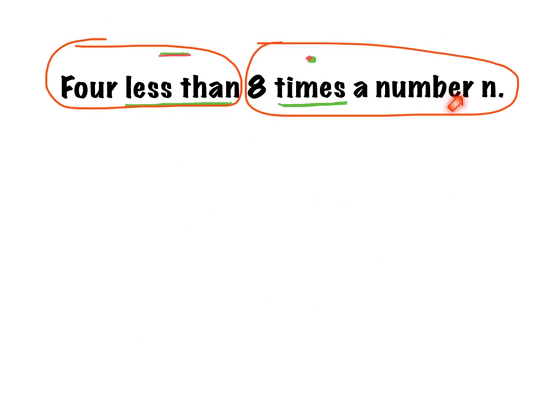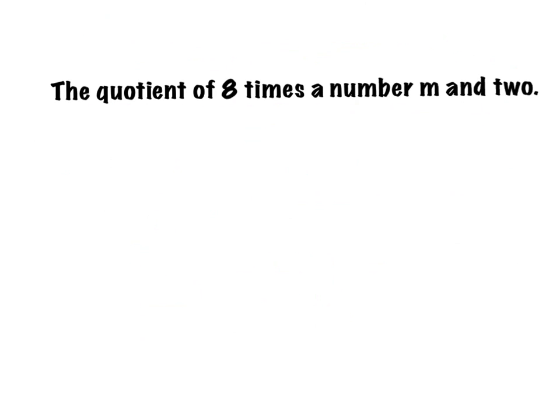8 times the number n. So if I want to write 8 times this number n, I'm just going to write 8 times n. I'm not going to use a dot. You could put 8 times n, but a better way to write that is 8n. When a number is right next to a variable, that means times, and hopefully you learned that last year. Then it says 4 less than that, so now I can subtract 4. Okay, all right, let's try another one.